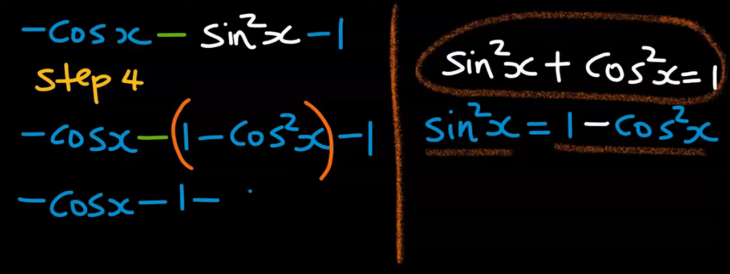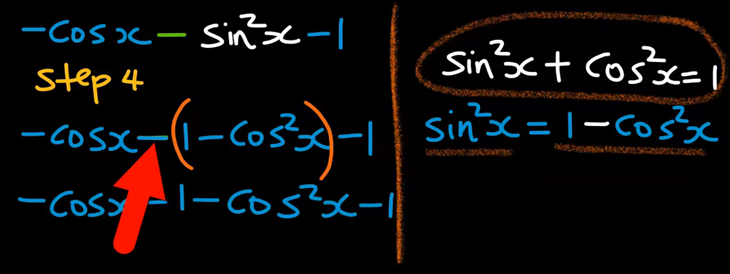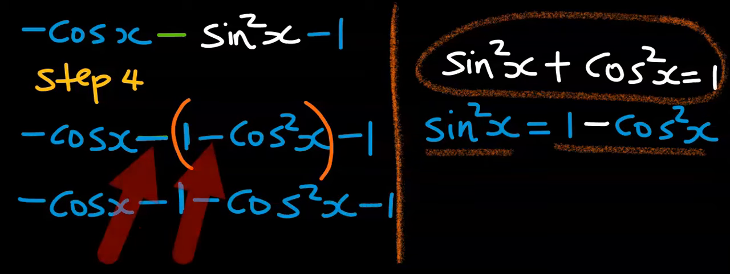Next, you open up the bracket. This minus will multiply this and you have this. This minus will multiply this and you get a plus.